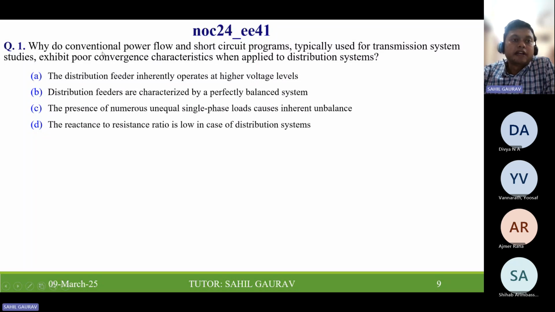The first problem is: why do conventional power flow and short circuit programs typically used for transmission system studies exhibit poor convergence characteristics when applied to distribution systems? The options are shown over here. You can type your answer in the chat box.